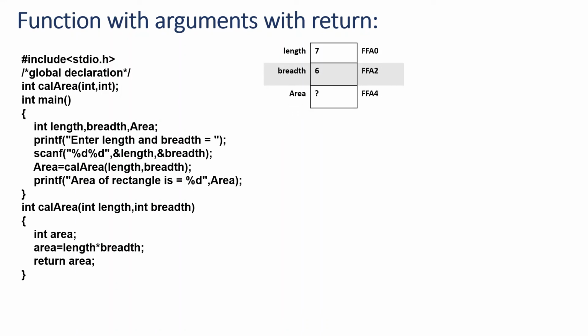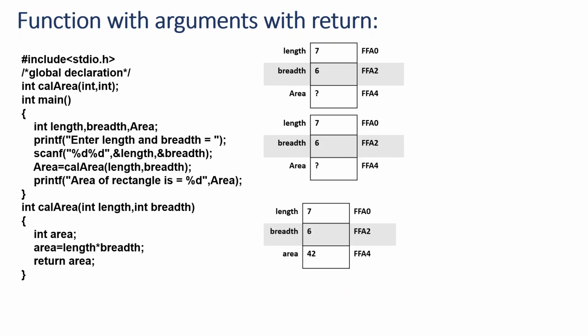As usual, I have declared these variables locally, and I have read the length as 7 and breadth as 6, but the area is a garbage value. So same as usual, in the calc area function, the area is assigned length star breadth, so the value will be stored in the variable area and moves back to the main function.